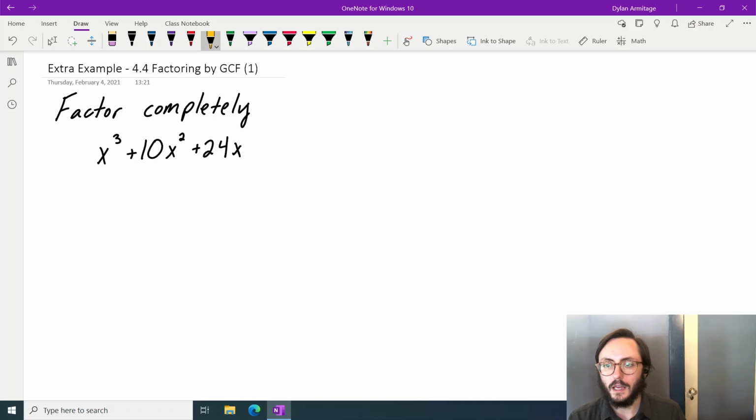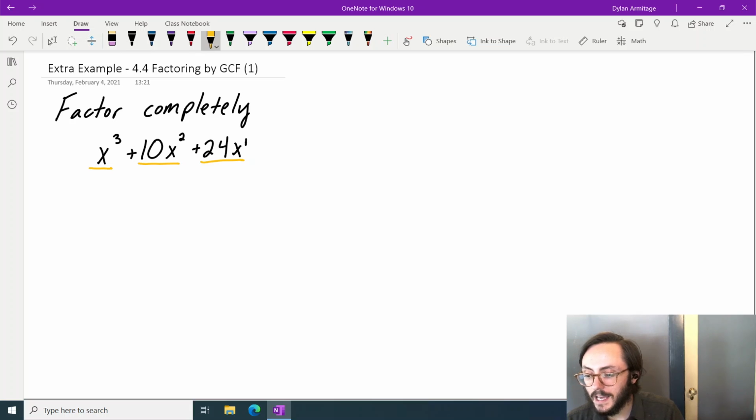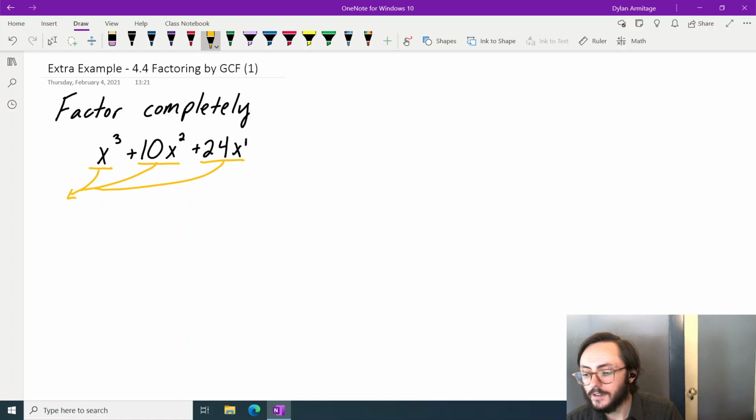Now, the important thing to see when we are factoring by greatest common factor is that every term here, so the x to the third, 10x squared, 24x, they all have something in common. Specifically, they all have an x, at least one x, or x to the first, because that's what is there. So we can take out an x from every single term. Now, what does that look like?